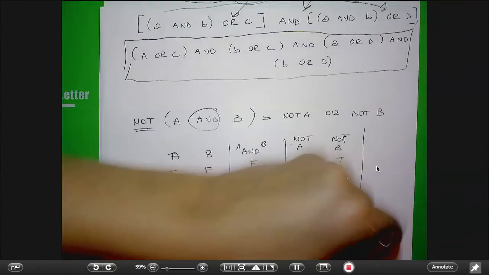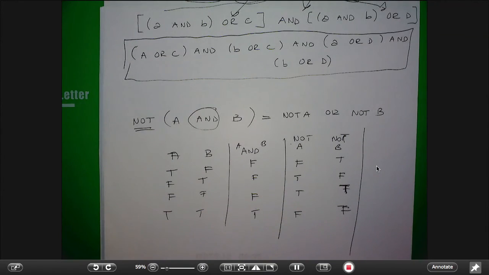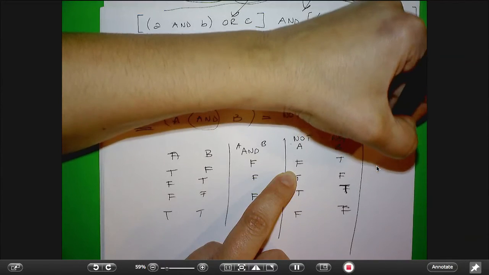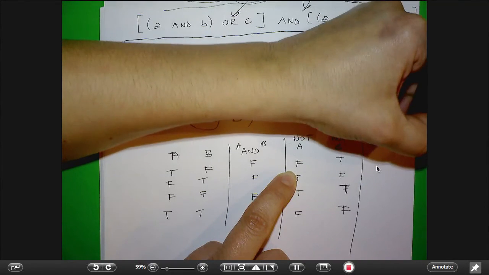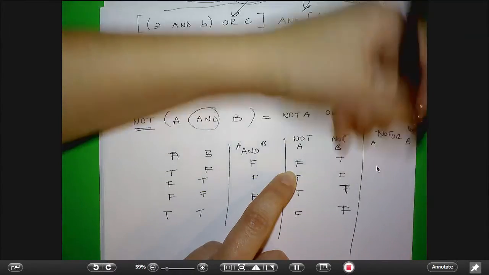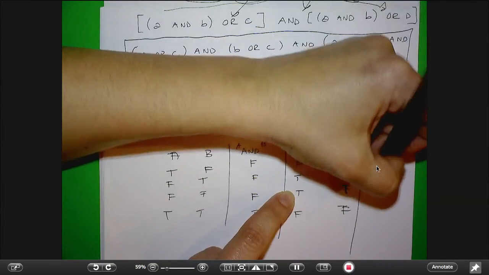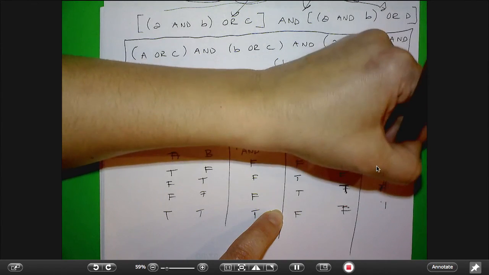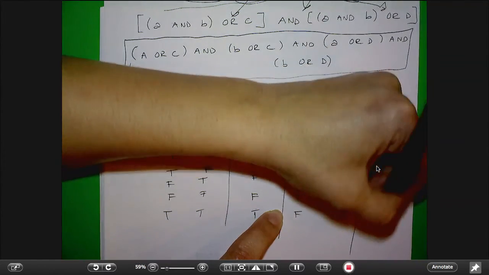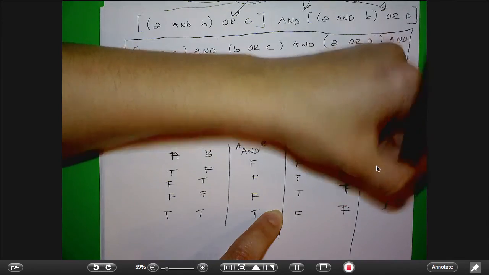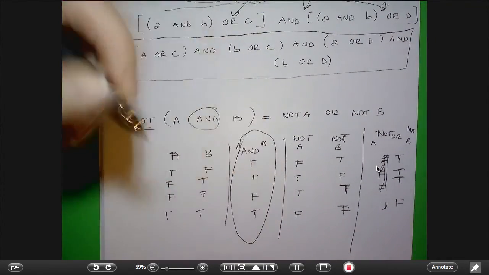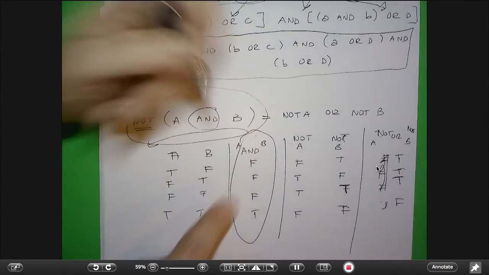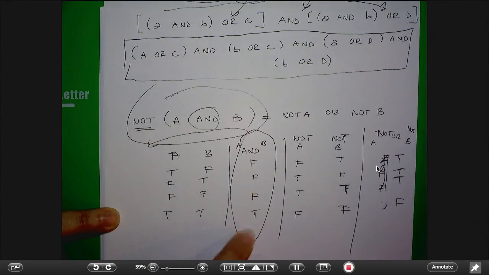Okay. So what is not A or not B? So this is not A or not B. Is this true, true, true, and false? Okay. What is the not of this? This whole thing, the not of A and B, is in fact true, true, true, and false.